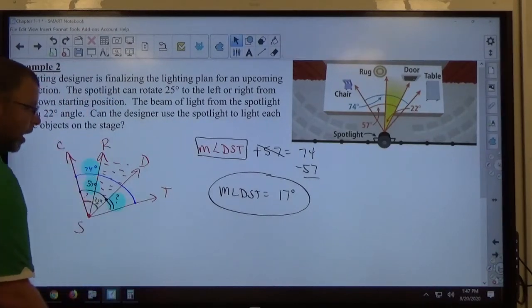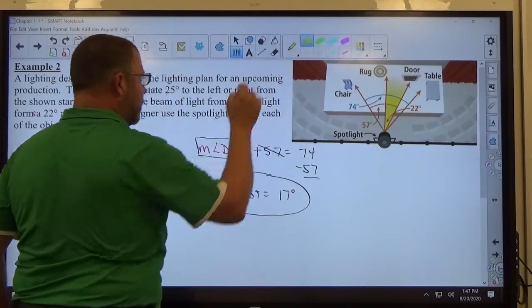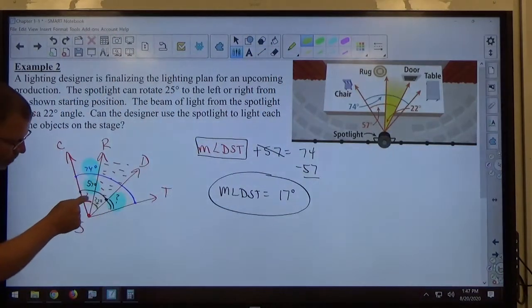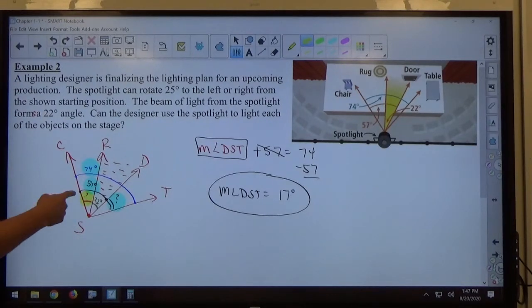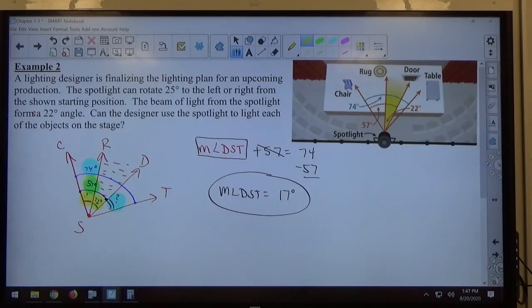If we want to look at the other angle of concern here, I want to find out how big this angle is. So which two smaller angles, this smaller angle and another smaller angle, make a bigger angle? This angle and which other? 22 makes which angle? 57, right? So this angle and this angle add up to 57 because, again, the small one and the small one make the big one. Again, that's the angle addition postulate in action.